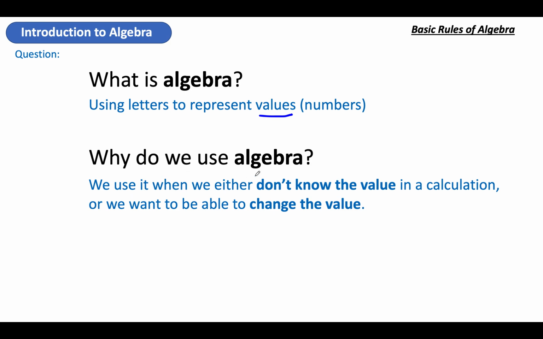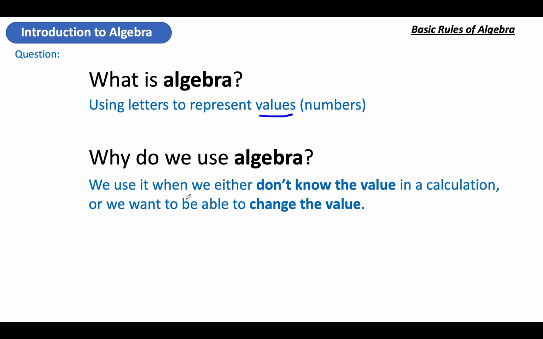We might not know the value in a calculation. It might be a missing value that we want to find. So we could use a letter to represent it. Or sometimes we might want to be able to change the value. So we might want to keep doing essentially the same calculation again and again, but with different figures. And that's what we would call a formula.